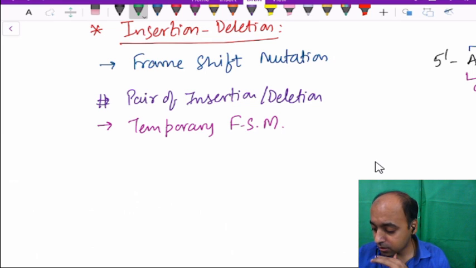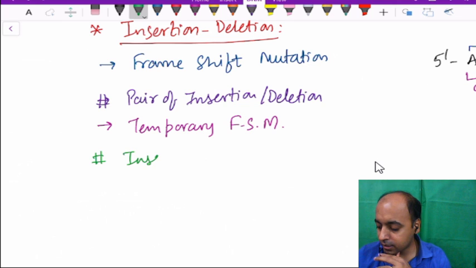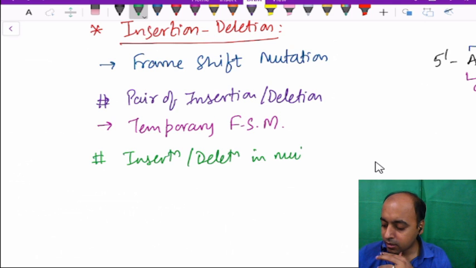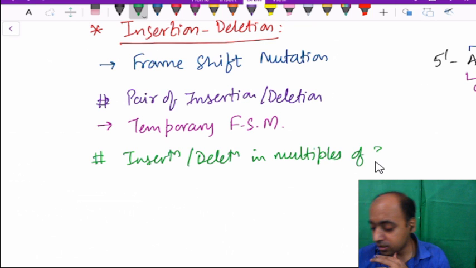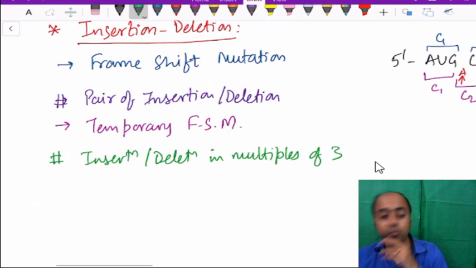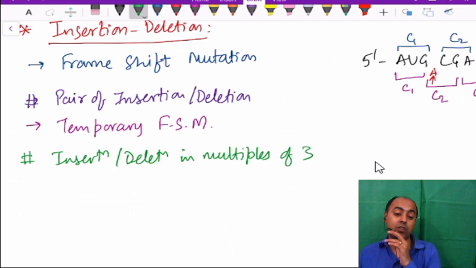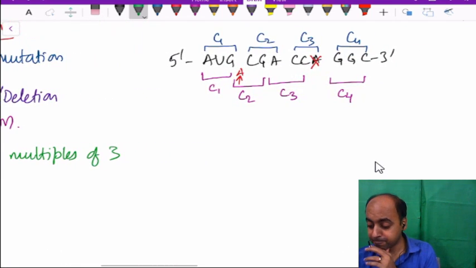And lastly, we have the insertion deletion in multiples of 3. This number 3 is important because the genetic code is a triplet code. That is why this number 3 is important. See what will happen here.